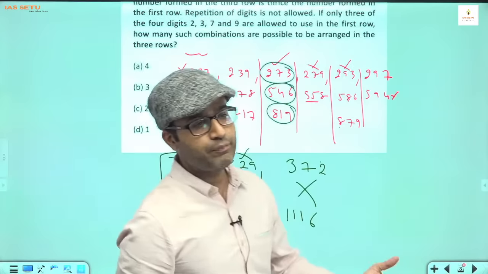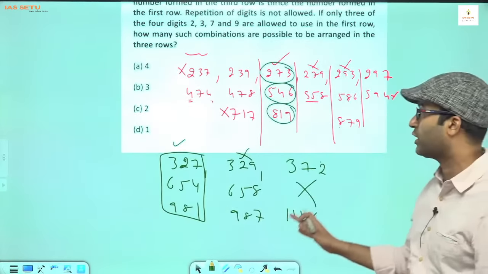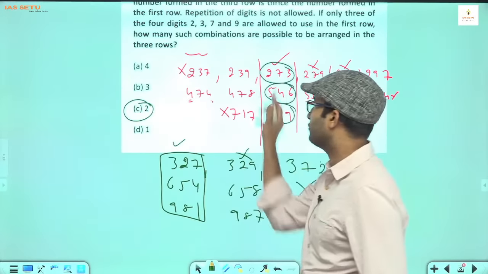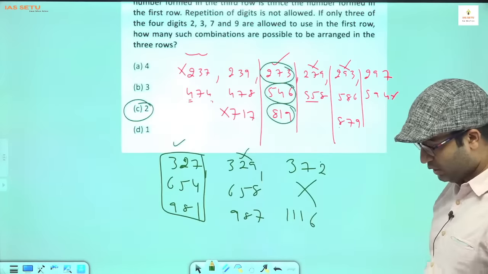So there are two possibilities, each with first row, second row, third row. In the exam, this type of question I suggest students can leave because it is very lengthy to check all the combinations. So we are getting two combinations, and you can note them down. Question number 10.